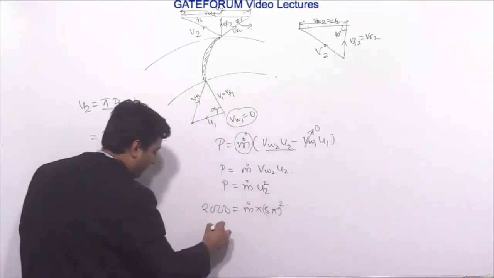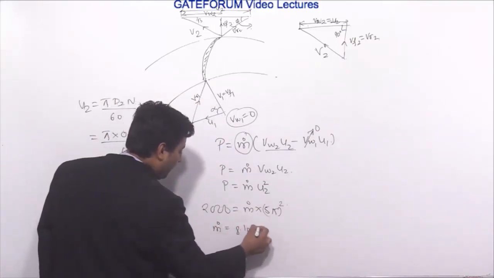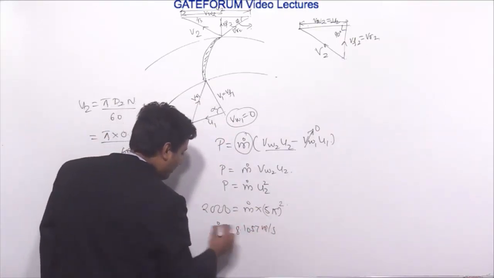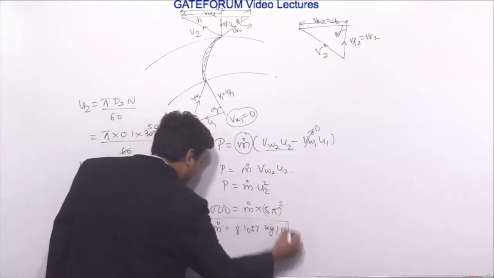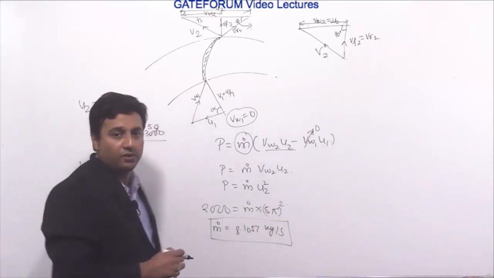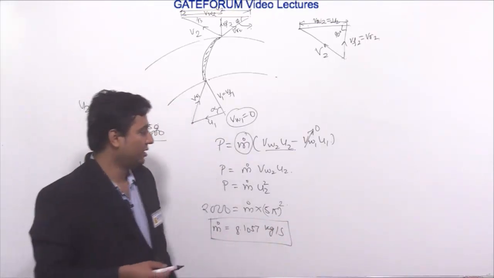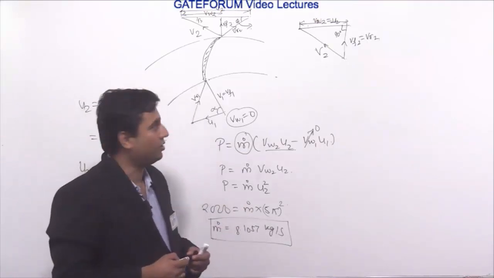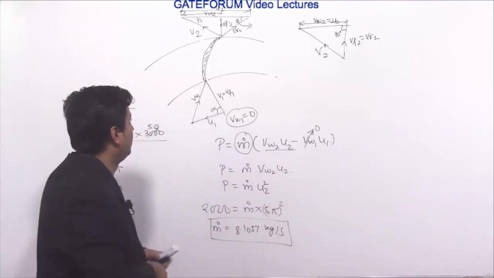Now let us solve it for m dot. What you'll get is 8.1057 kilogram per second. That will be your mass flow rate, asked in kilogram per second. So that will be your simple solution. Always go through the velocity triangle, whatever is given to you.